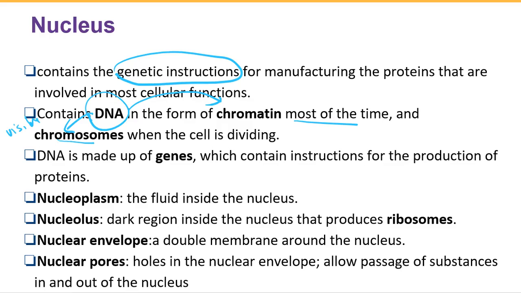And then we talked about the genes, how the genes are translated to proteins, which then carry out all the cell's functions. We talked about the nucleoplasm, like a cytoplasm, the fluid inside of the nucleus. We also talked about the nucleolus, which is a dark region inside of the nucleus responsible for producing ribosomes and also proteins. Then we talked about the nuclear envelope, which surrounds the nucleus, and nuclear pores, which are the openings in the nuclear envelope that let some substances go in and out of the nucleus.